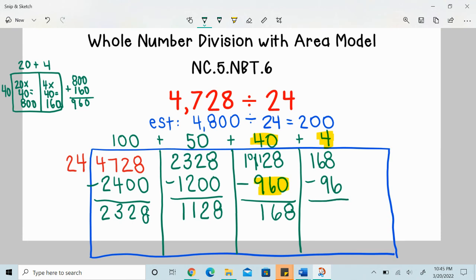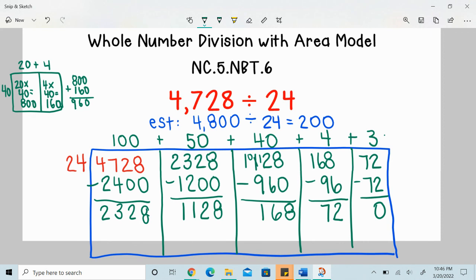So I can go ahead and subtract that. So now I'll subtract 96. And I see that I have 72 left. Well, I know that 24 times 3 gives me 72. So I know if I do 3 times 24, I can take away this last 72 that I have, and I'll be left with no remainder.